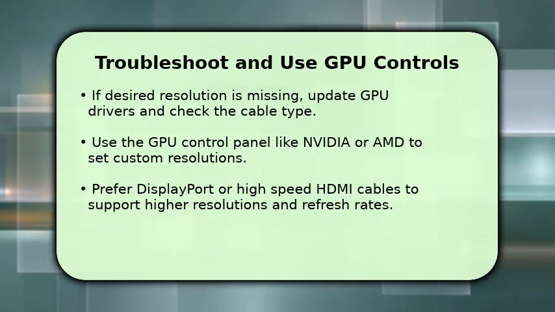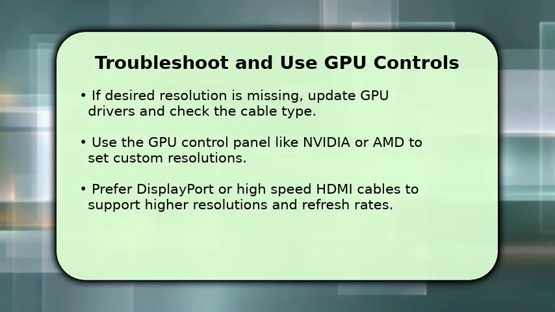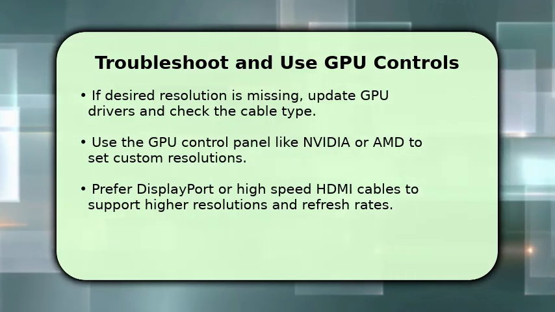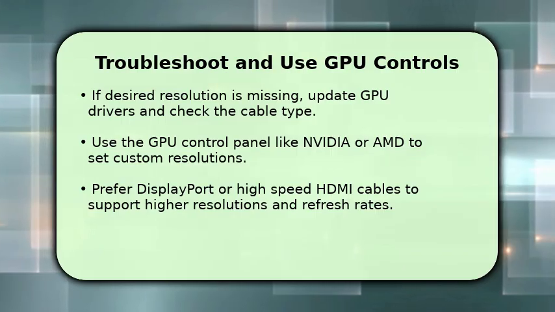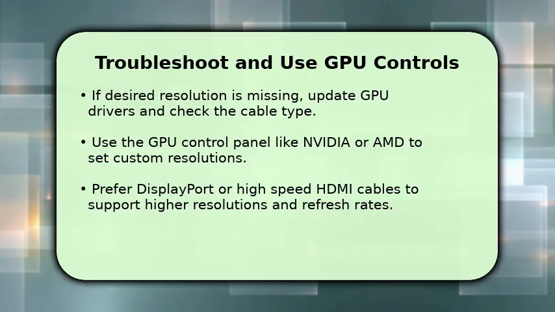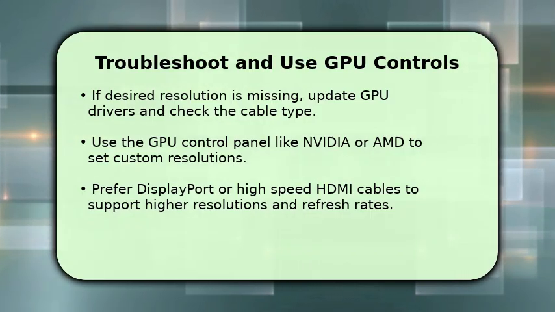Open your GPU control panel, such as NVIDIA Control Panel or AMD Radeon settings, to create or force a custom resolution. Apply the custom resolution there, and then confirm it in Windows Display Settings for Monitor 2. If issues persist, try a different cable or test the monitor at its native resolution on another device.